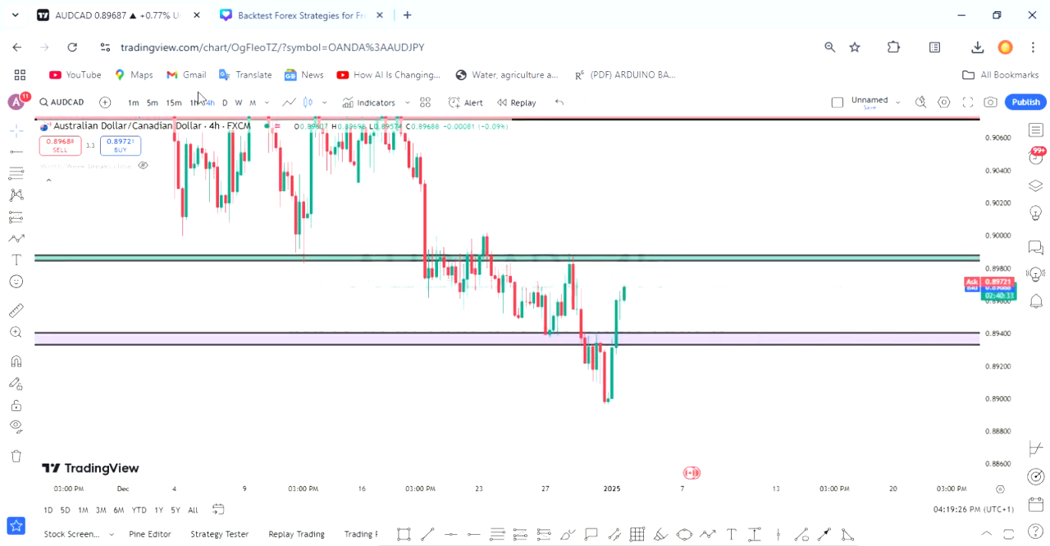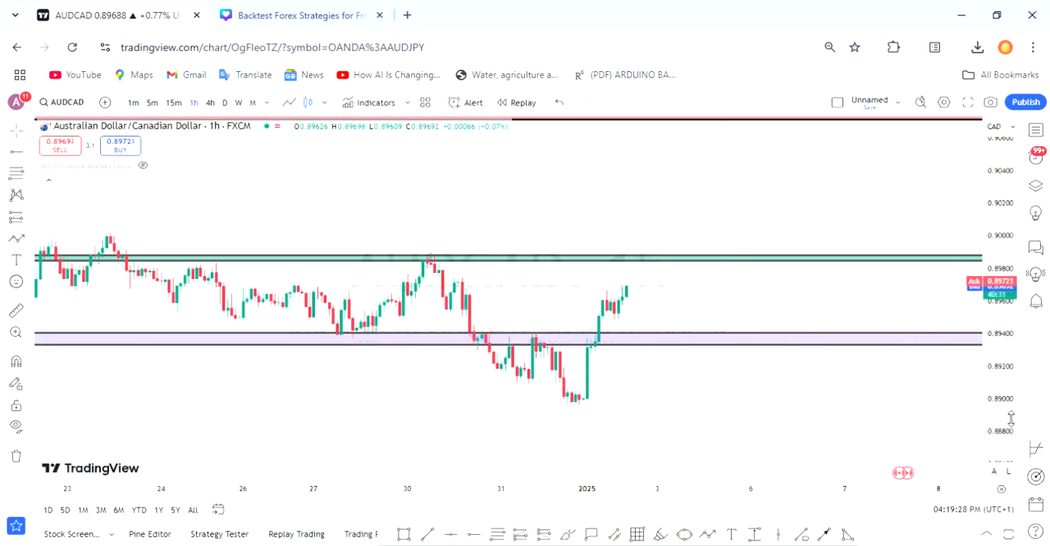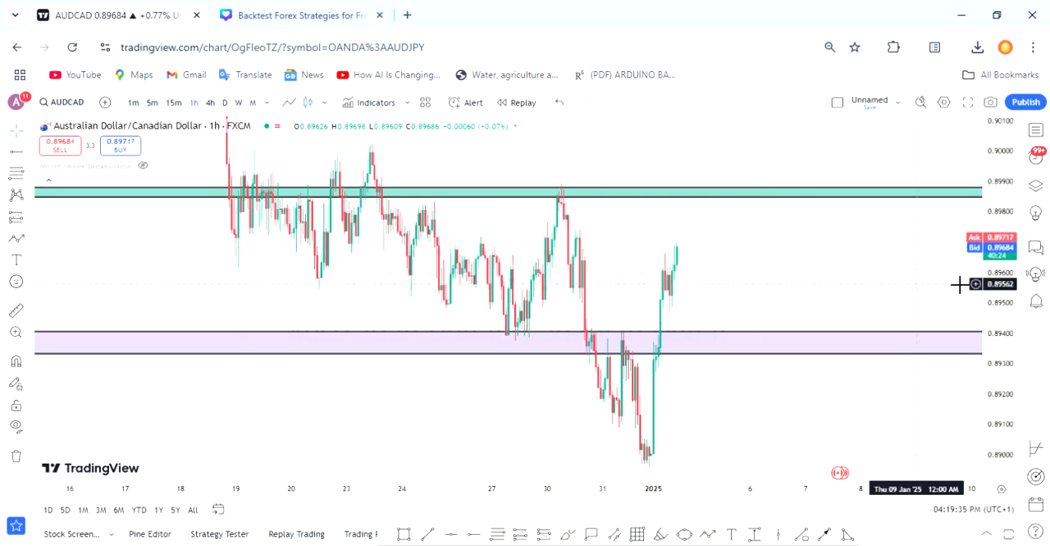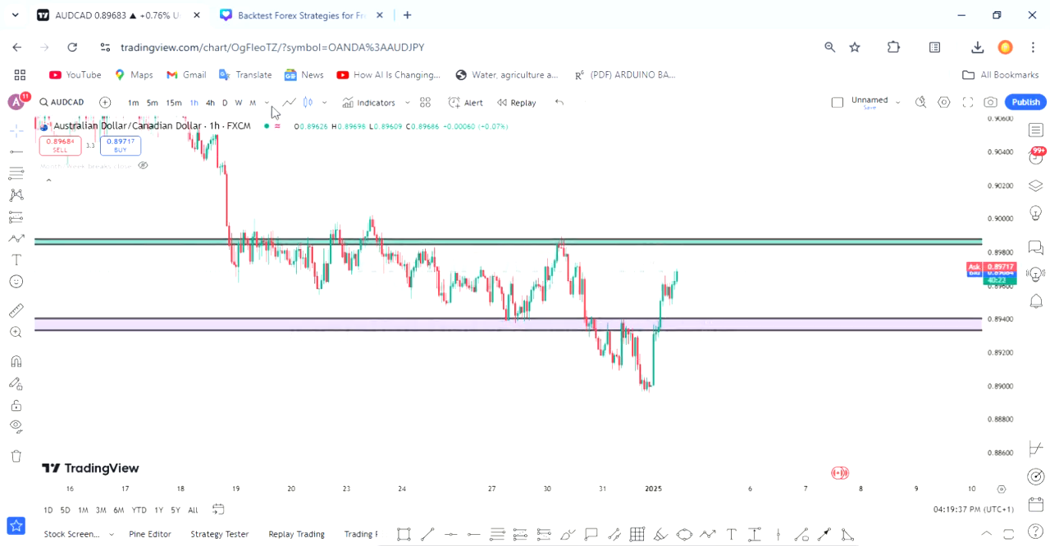So you go down to your 1 hour time frame. You can mark out this level if you like. So this is how far you've come. Now let's go back to the monthly time frame. Let me show you something.